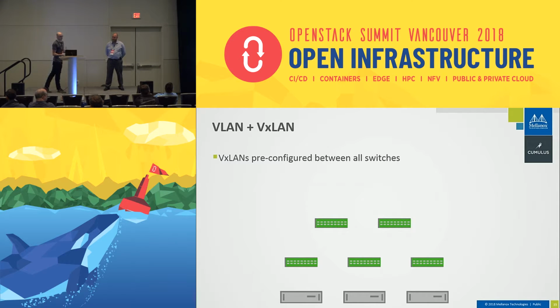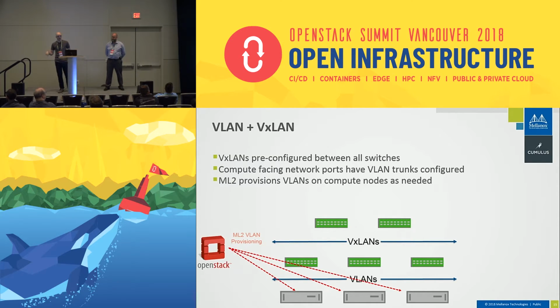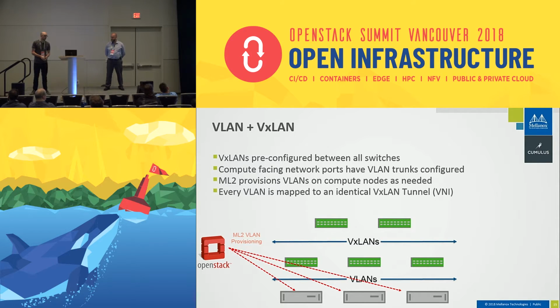So the VXLANs get pre-configured between all the switches. So I have VXLANs across that network infrastructure. The compute-facing ports have VLAN trunks configured across them. And then ML2 only provisions at that compute layer. So every VLAN gets mapped to an identical VXLAN tunnel, or VNI. I don't need to do anything magical here.